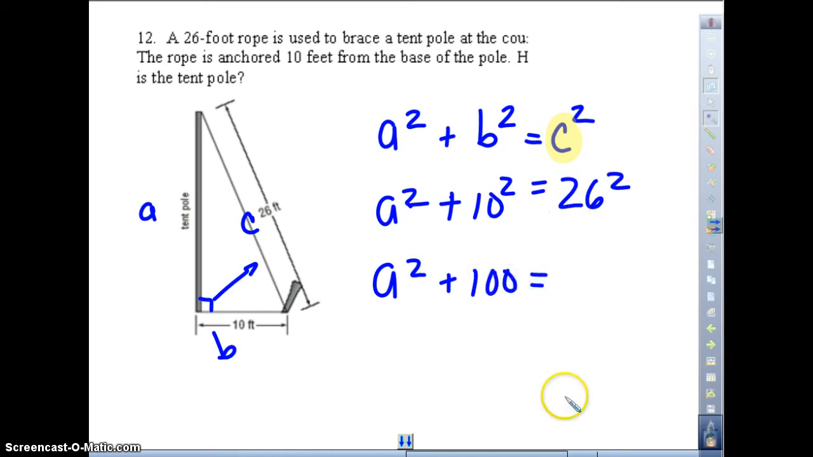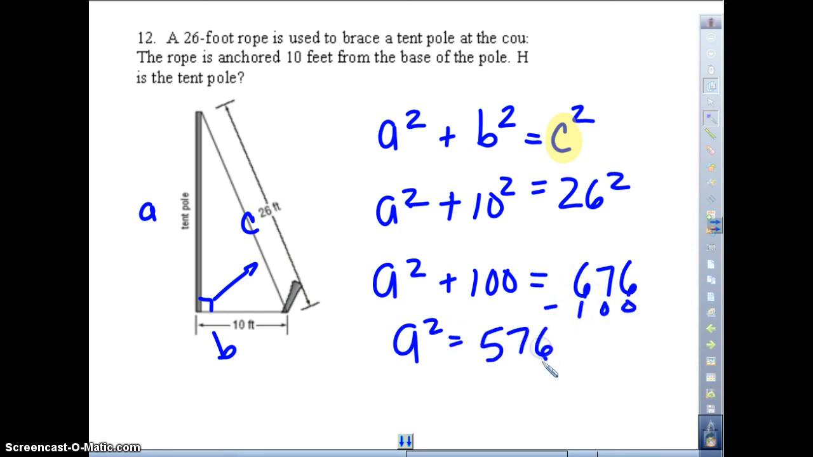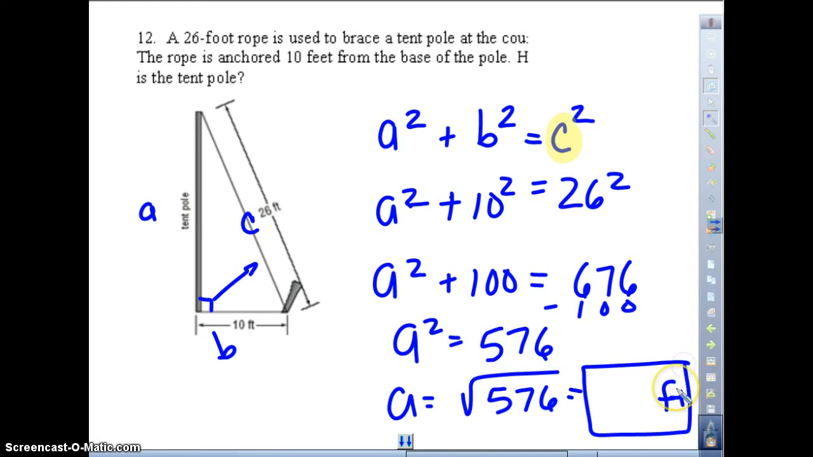I don't have that one memorized. 26 times 26, that is 676. So a squared makes up the difference between the answer and 100. So a squared is going to be 676 subtract 100. That's 576. So a is going to be the square root of 576. You guys know what the square root of 576 is? I do. You figure that out, and your answer is going to be in feet.